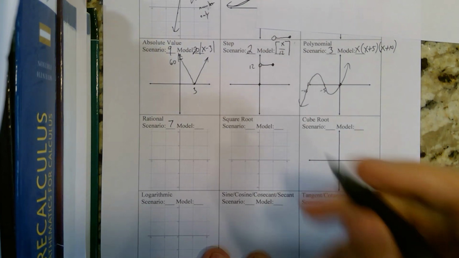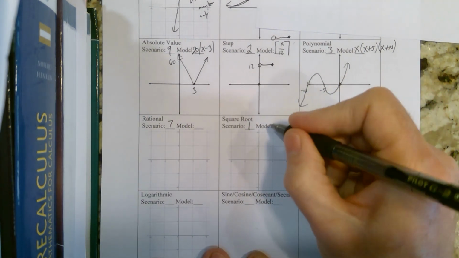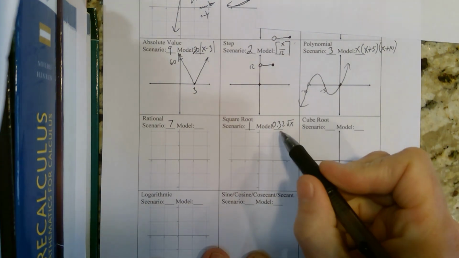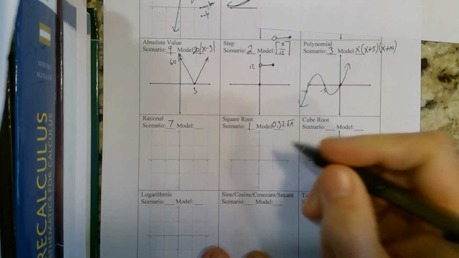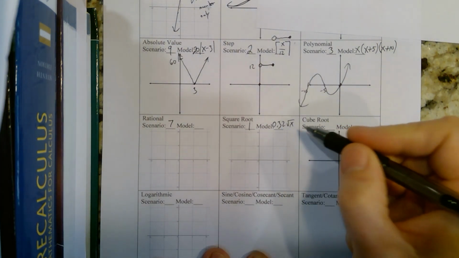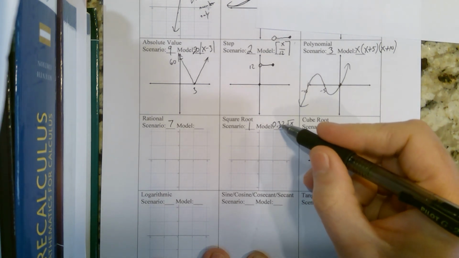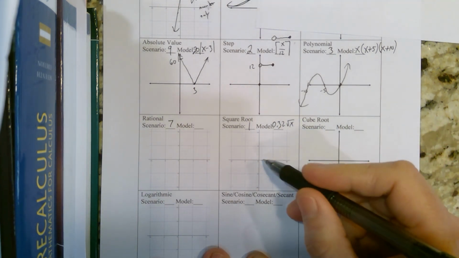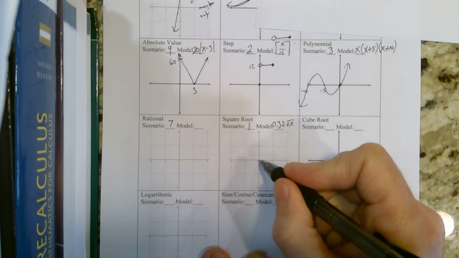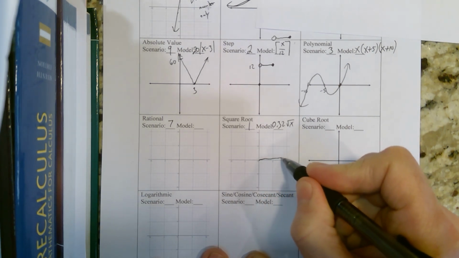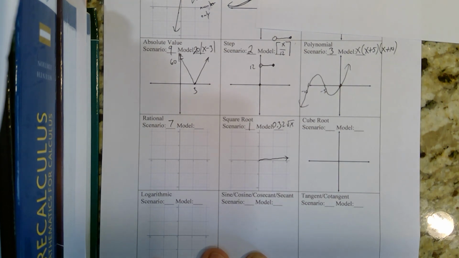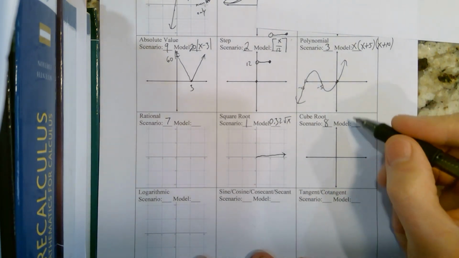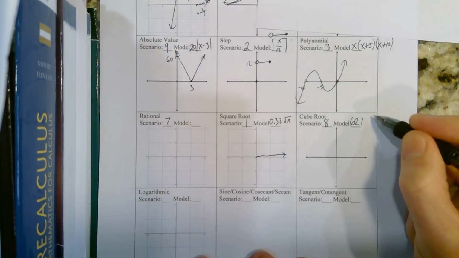Next, the square root. This one was scenario number 1, and it was 0.32 square root of x. Square root function, our a value is pretty small there. So when x is 1, we're at 0.32. When x is 4, we would be at 0.64. So we have to go pretty far just to get our y value to make it to 1. So it's really, really flat. Okay, something like that.